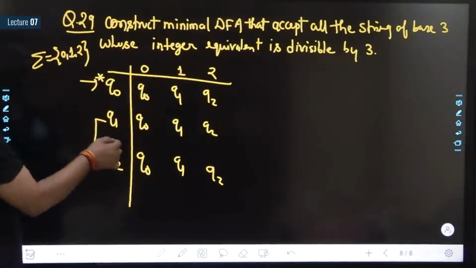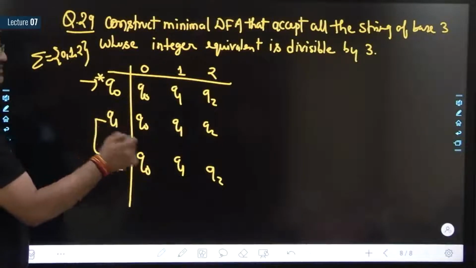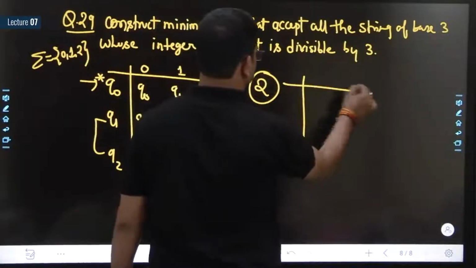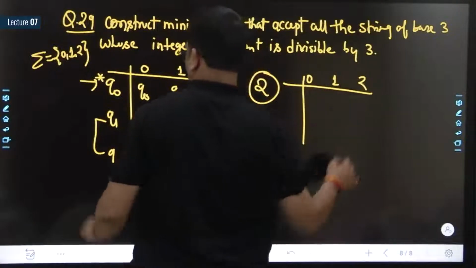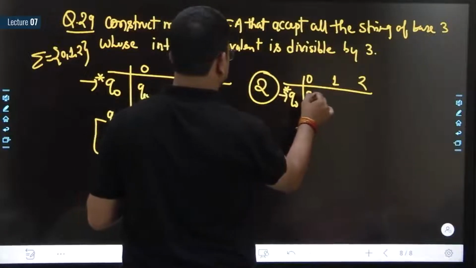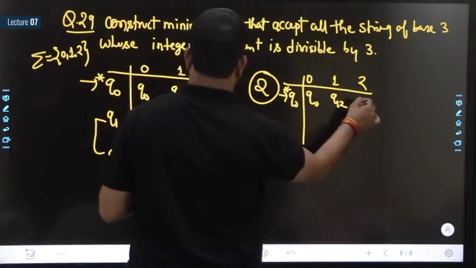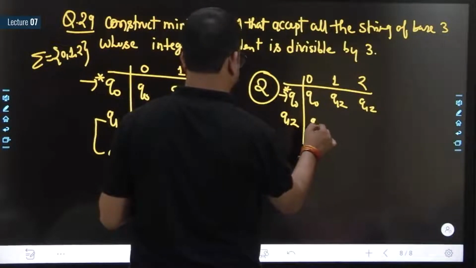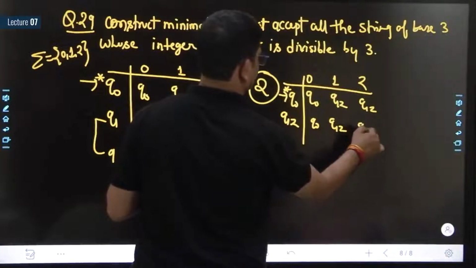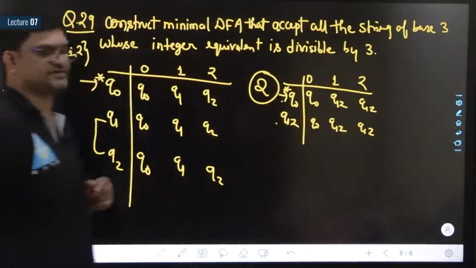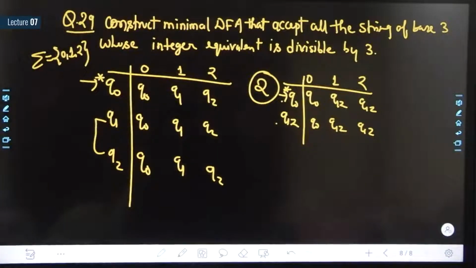After merging, how many minimum number of states? 2. Which ones? Q1 and Q2 are merged. These are not merged with Q0 because this is the final state and this is the non-final state. Are you getting my point?